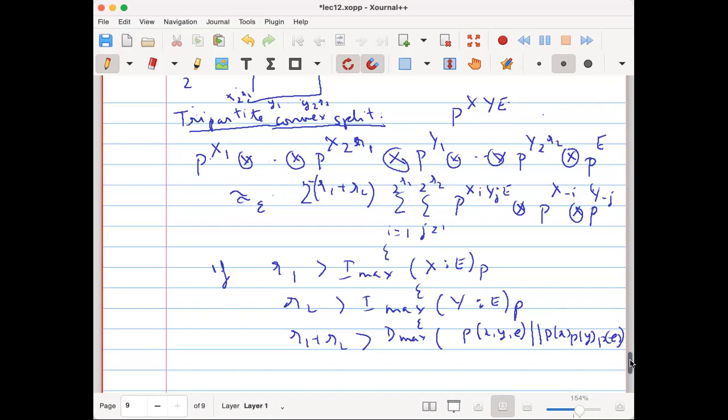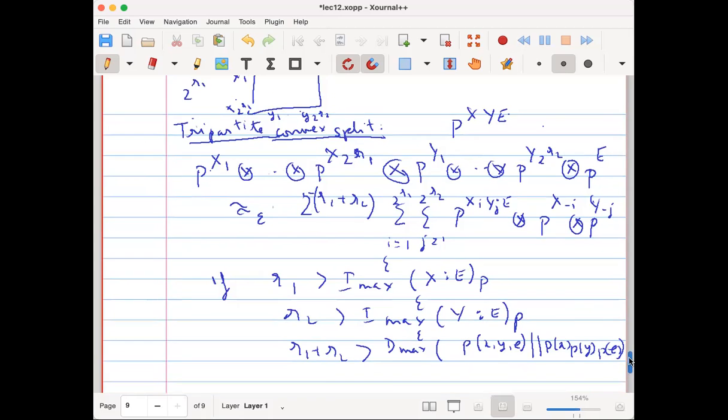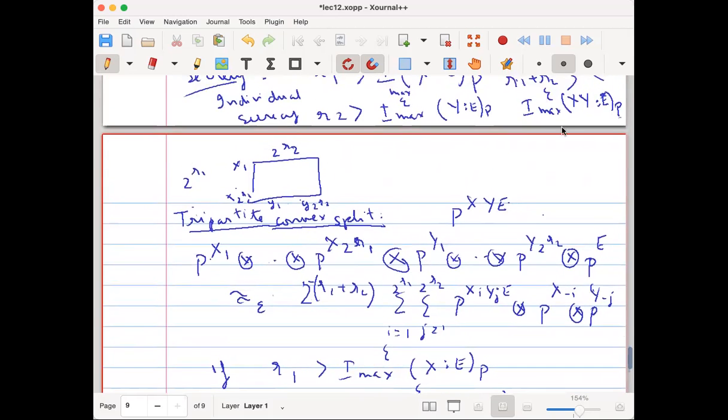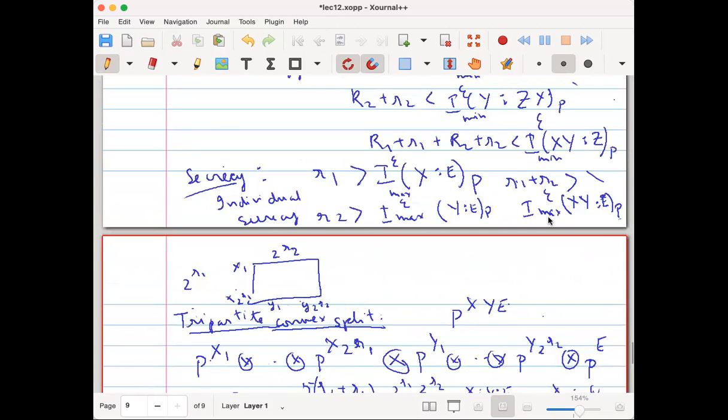Okay, so note the lower bound, the sum rate R1 plus R2. So normally I would have liked to write it as a mutual information kind of thing. And in fact in the covering lemma I did write it as a mutual information. Right? So I wrote it as I max epsilon of xy to e. So if x and y are independent, these two terms are the same, right? So what was I max epsilon of xy to e? It was D max epsilon of the joint distribution with respect to the product of the margins.